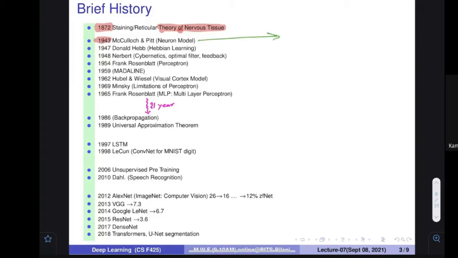So he told that other things are connected, and there is some cell, and this cell finds the summation, finds out how much the input is going to be, and then it is going to give the activation. So this was the idea of McCulloch.